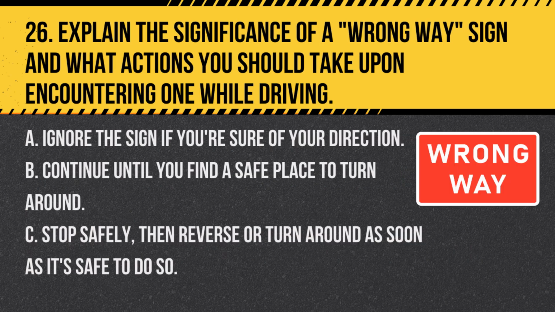Question 26. Explain the significance of a wrong way sign and what actions you should take upon encountering one while driving. A. Ignore the sign if you're sure of your direction. B. Continue until you find a safe place to turn around. C. Stop safely, then reverse or turn around as soon as it's safe to do so. Answer. C. Stop safely, then reverse or turn around as soon as it's safe to do so. A wrong way sign indicates you're going against traffic, posing a serious risk.